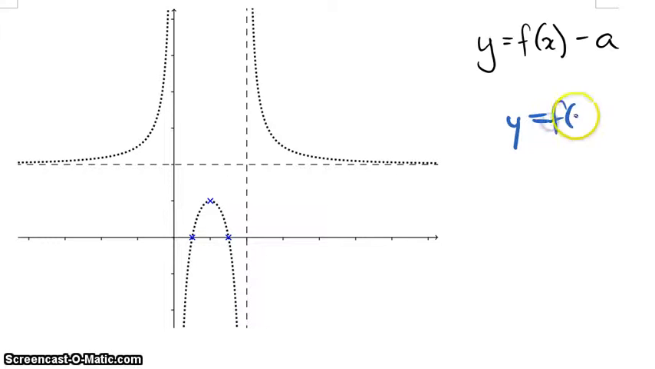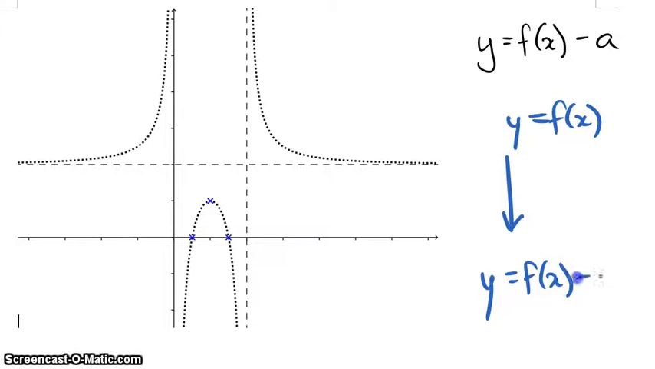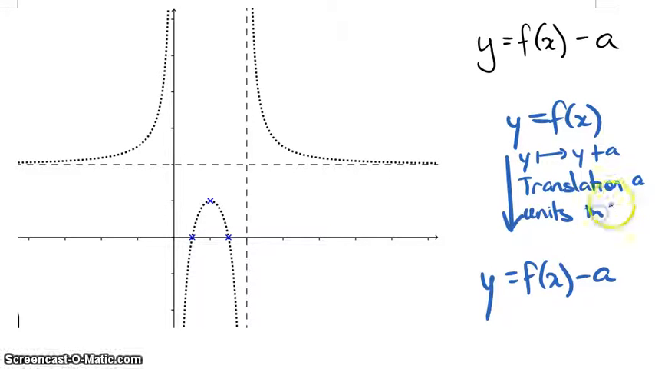If I start with y equals f of x and I transform that into y equals f of x minus a, what I've actually done is I've replaced y with y plus a, if you like to think about it this way, and this will be a translation a units in the negative y direction. So that means we're translating down by a units.